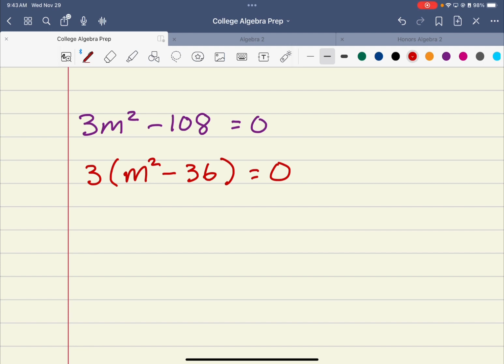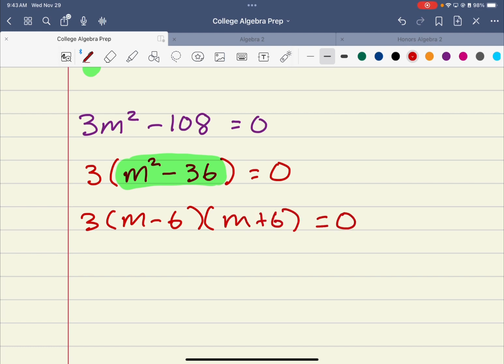So we've got this. Now, because we're factoring, we need to look to see if this middle part can be factored. Do we know the square root of m squared? Yeah. Square root of m squared is m, minus the square root of 36. So that becomes m minus 6, m plus 6 equals 0.